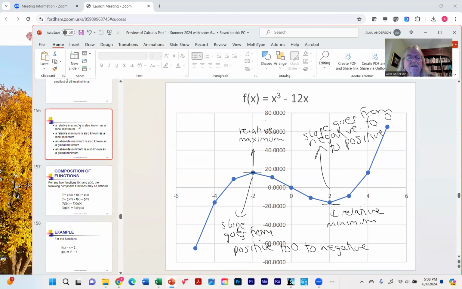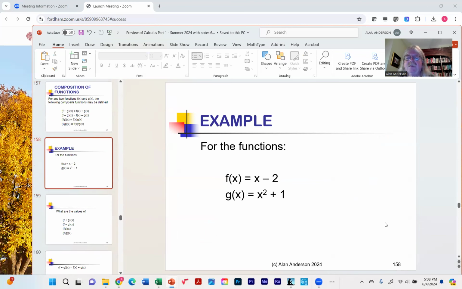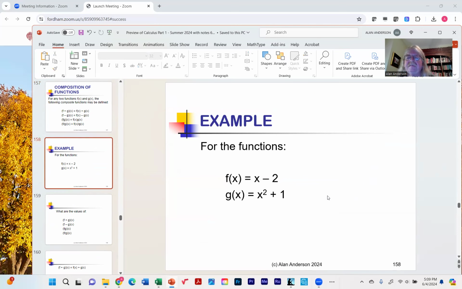Now, here's an interesting idea, the idea that functions can be combined with each other. Algebraically, this is not terribly difficult. It's pretty straightforward, but there are some interesting ideas here too. For example, I can add functions, I can subtract them, I can multiply, and of course I can divide them as long as I avoid division by 0. All right, so here are some examples. f of x is x minus 2, g of x is x squared plus 1. I'm going to now apply all 4 operations to these 2 functions.